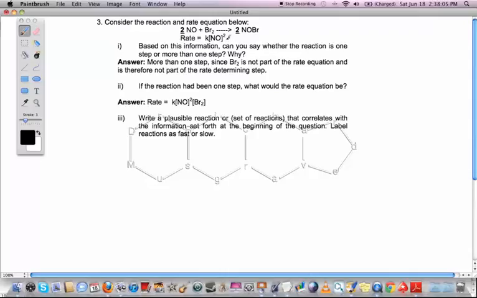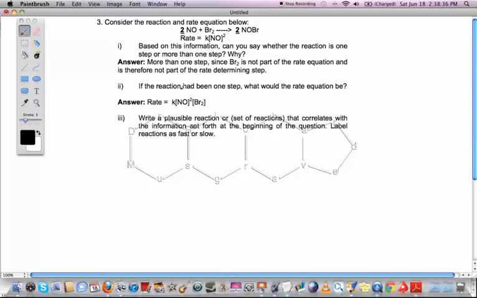Now, if the Br2 is not involved in the slow step, it must be involved in some other step at some other time, which immediately tells you that since the Br2 is not involved in the rate equation, it must be more than one step. So we know we're going to have a number of things going on here in this reaction. We won't be able to explain it with just one step. Now when I say one step, I mean one step would just be 2NO plus Br2 gives 2NOBr, and that's it. But we know that that's not the case because Br2 is not involved here.